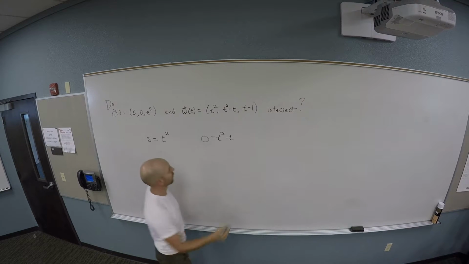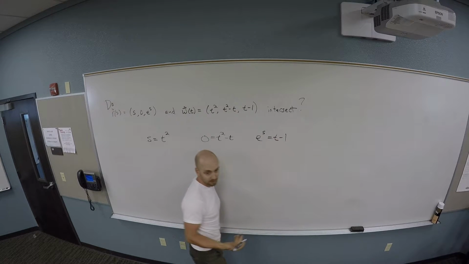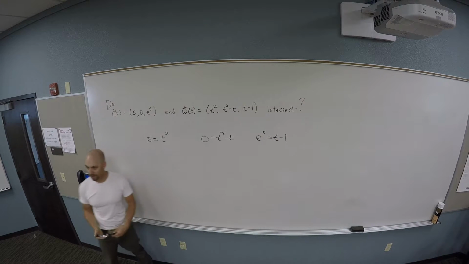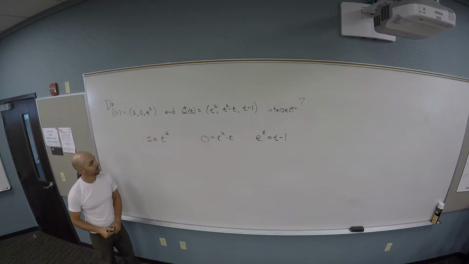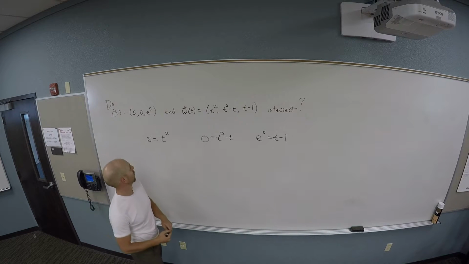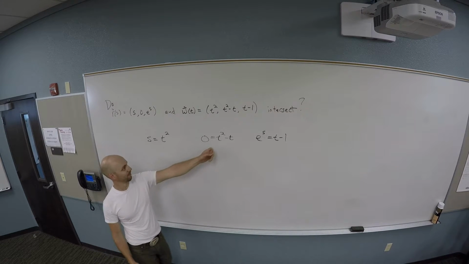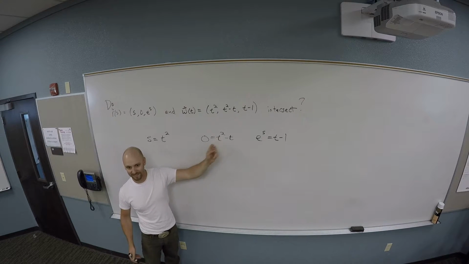And e to the s has to be t minus 1, right? I'm wondering, is there a simultaneous solution for all of these? So which one of these tells you something right away? T is t squared. No. Which one of these tells you something right away? t's either 0 or 1.